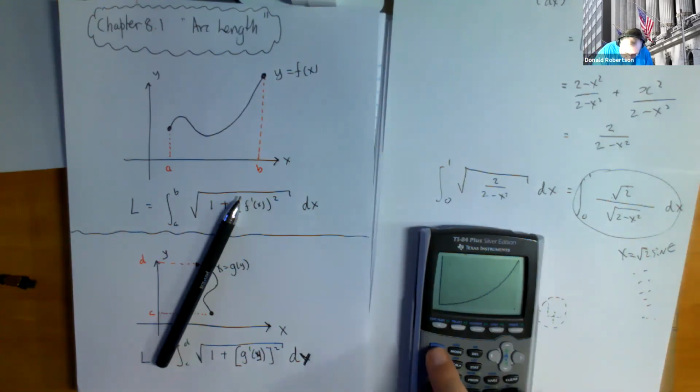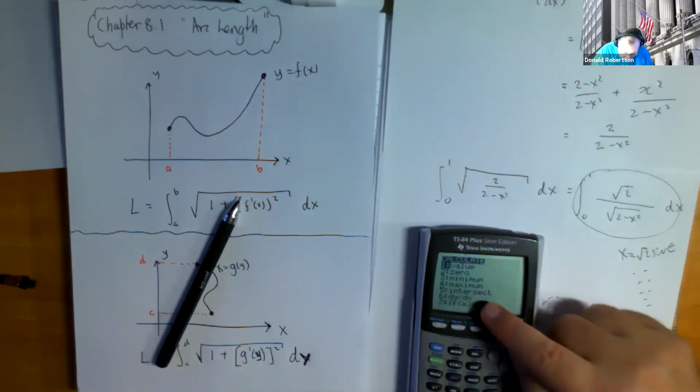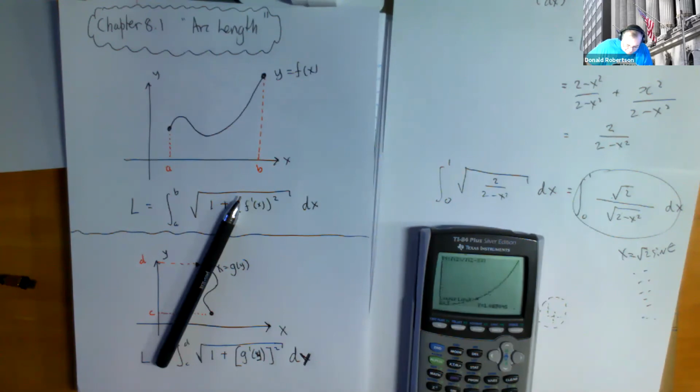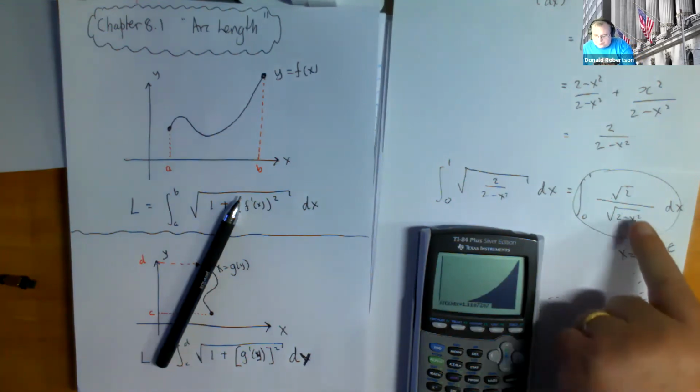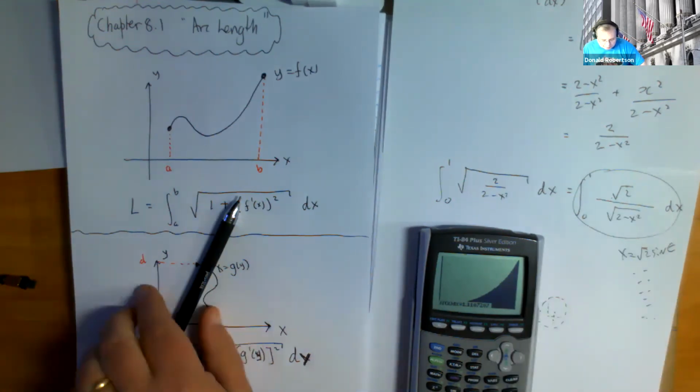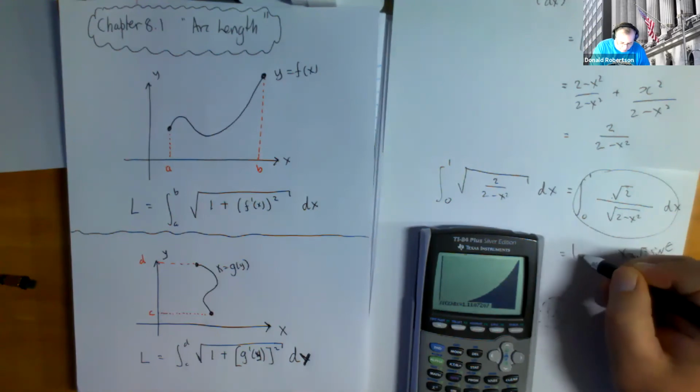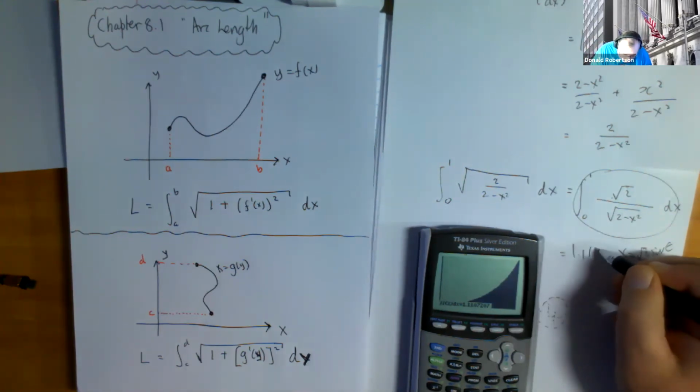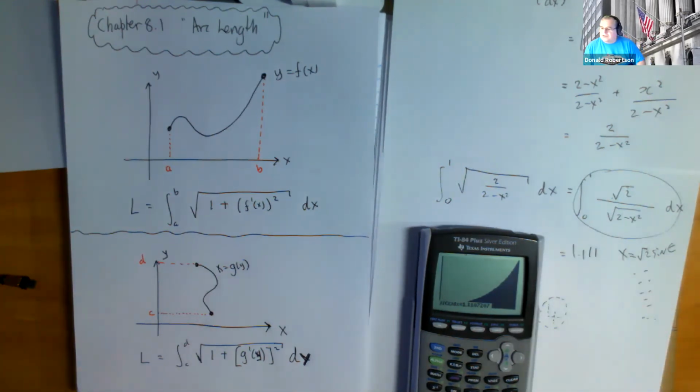If I then go second calc, you see I have a choice number 7, lower limit 0, upper limit 1. And the answer I get is 1.11. So this integral would be approximately 1.111 to 3 decimal places.